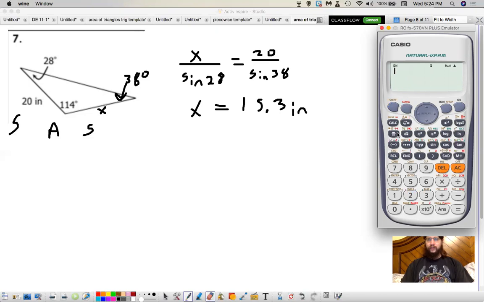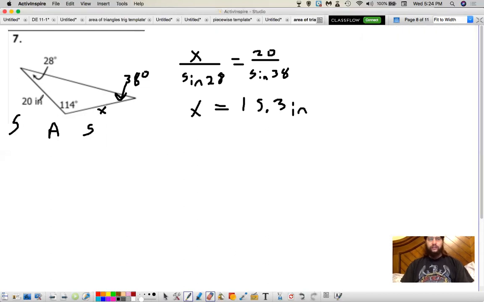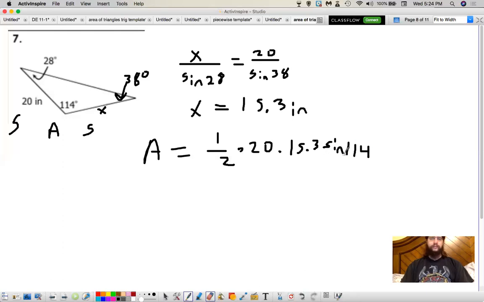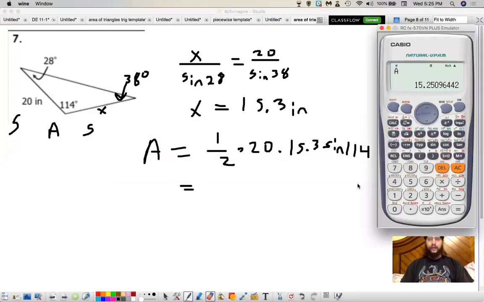So now I have that whole number that I can store as A. So area, we got the information, side and angle on the side. Half times 20 times 15.3. Again, I'll round it first and then see what happens if I don't round it. Sine of the angle between it is 114. Here we do use that 114. Type it in, see what happens.